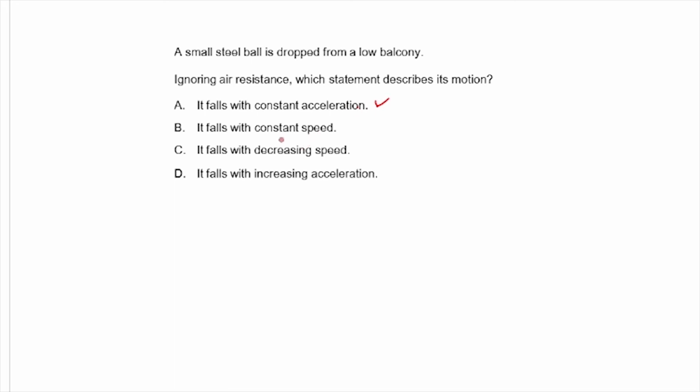Let's look at the rest. It falls with constant speed. Nope. As the ball is falling, as it's coming towards the ground, its speed increases. It falls with decreasing speed. Nope. Its speed increases. It falls with increasing acceleration. Nope. The acceleration due to gravity is 10 and it's constant, so the answer is A.